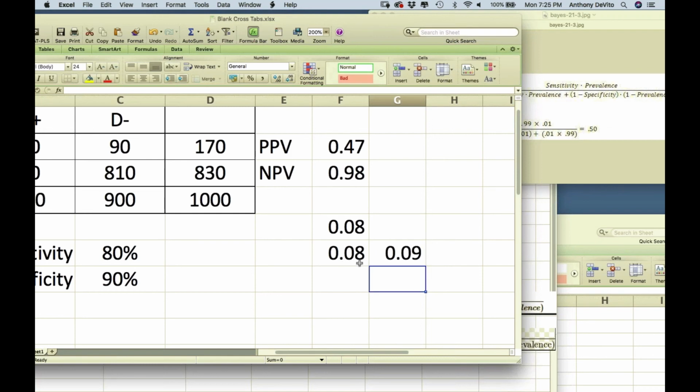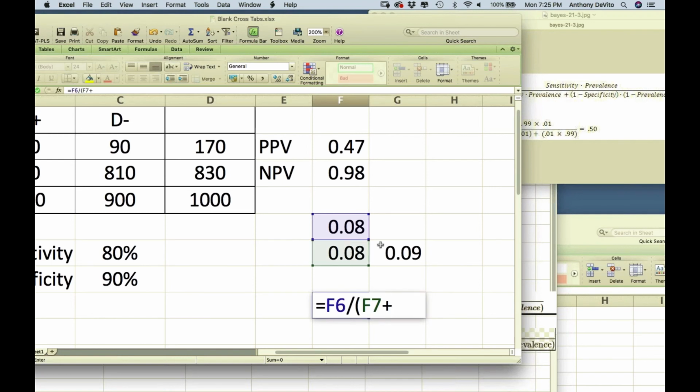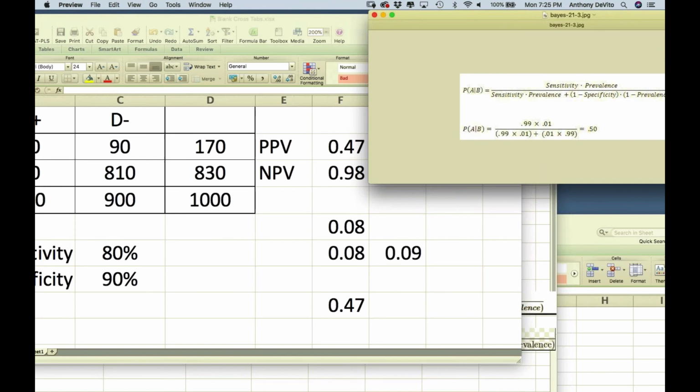So now I add these two together and put that in the denominator and put this in the numerator. Let's see what I come up with. Equals 0.8 divided by the sum of these two, this plus this, right? And that's that formula. And I come up with the same positive predictive value. So if you saw this formula on an exam, and I told you the sensitivity and the prevalence, you would be able to calculate the positive predictive value.